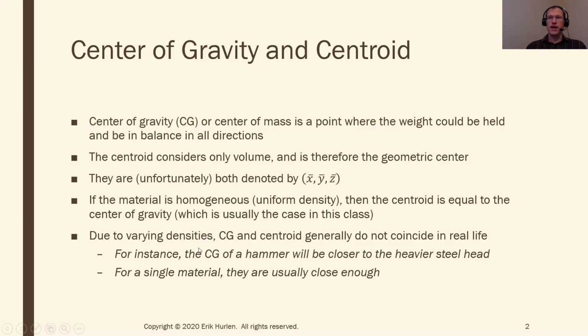Best example of that is something like a hammer. Hammer has a steel head, which is really heavy, wooden handle, which is relatively lighter. And so the center of gravity will be closer to that steel head as opposed to the centroid, which again, only volume is wherever the center of that hammer is geometrically. If we're dealing with a single material, something like a 2x4 piece of wood, there are some slight variations in that. There's things like knots and other inhomogeneities, which actually alter the density slightly. But usually those are small enough that we don't worry about them. And that's why we usually make this assumption that the center of gravity and centroid are the same thing because the material is homogeneous or close enough.